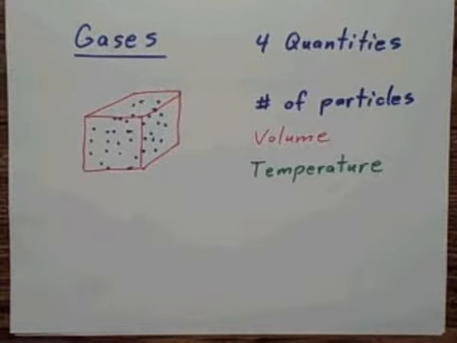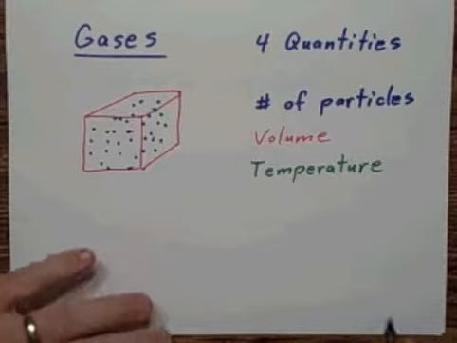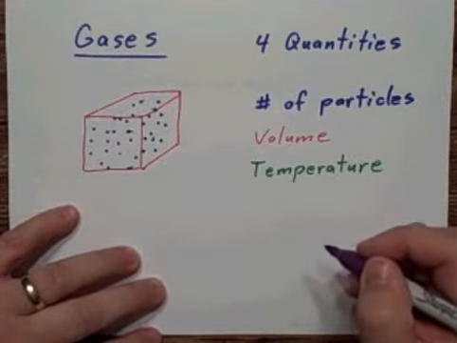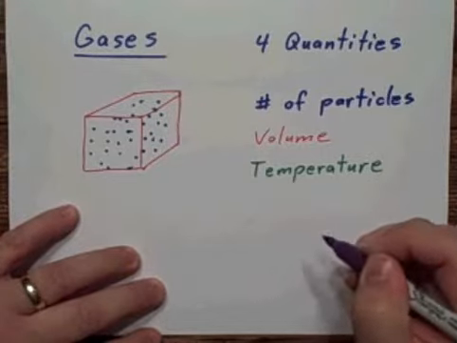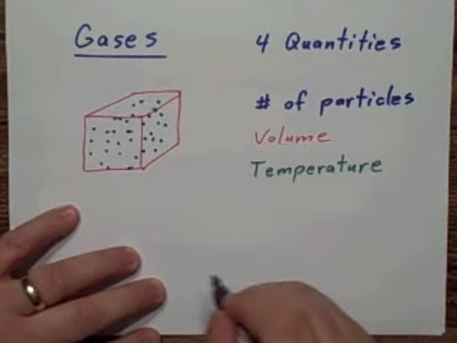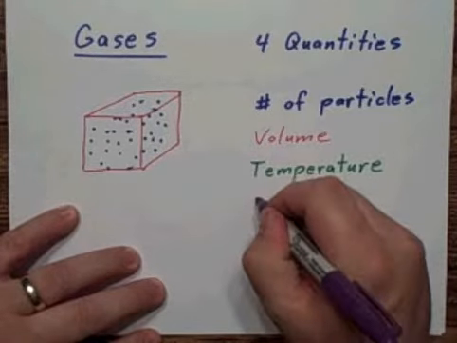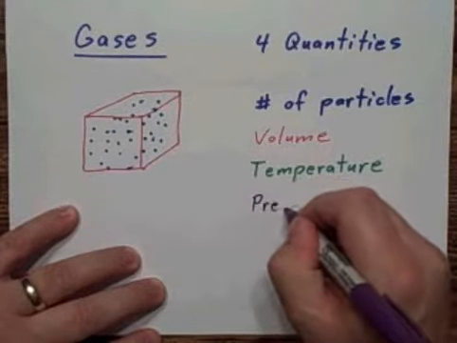And because the particles are moving, they bump into each other, and they bump into the walls of their container. And every time they hit each other or hit the walls of their container, they apply a little tiny bit of force. And if we take those collective forces divided by the area over which it acts, we have pressure.